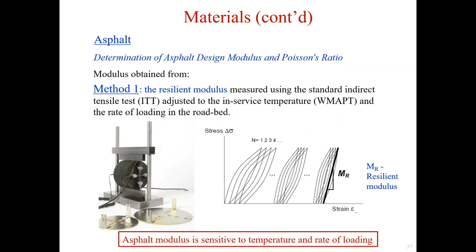The resilient modulus of the asphalt could be measured using the standard indirect tensile test, ITT, adjusted to the weighted mean annual pavement temperature, WMAPT, and the rate of loading in the roadbed. This is because the asphalt modulus is sensitive to temperature and rate of loading. The higher the temperature, the lower the modulus. The higher the loading rate, the higher the modulus. So the temperature environment of asphalt must be taken into account in pavement design and analysis.